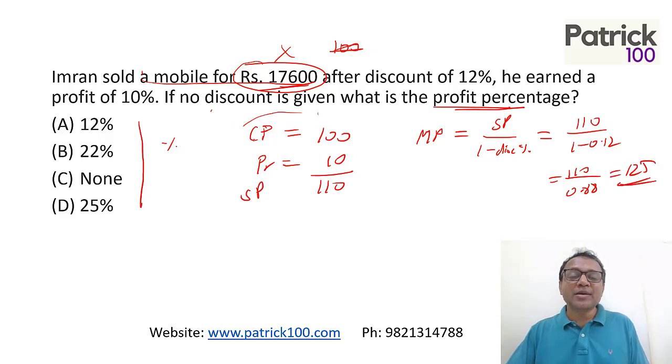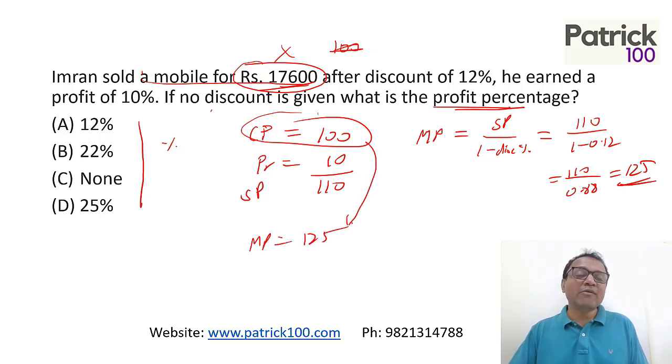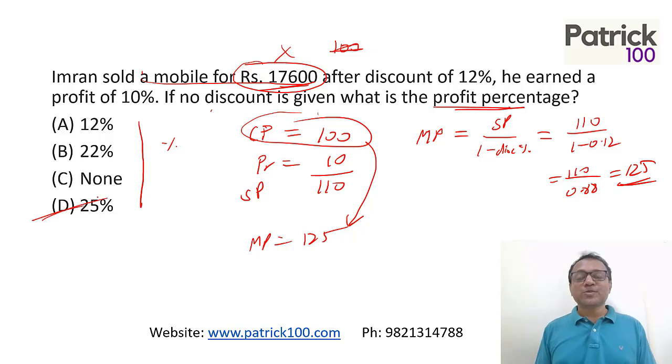That means my cost price is 100 and mark price is 125. If I don't give a discount, I will get a 25% profit. D option.